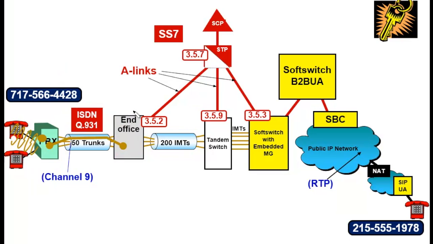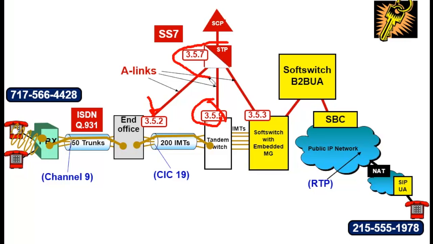In this particular case, let's say that our end office chooses this as the best path, and it has 200 inter-machine trunks to choose from. Let's assume that none of those trunks are busy right now. Well, our end office was provisioned to know that Signaling System 7 point code 3.5.9 is how to talk to our next tandem switch. So an initial address message is sent. The initial address message specified is going to destination 3.5.9 from the originating point code 3.5.2.